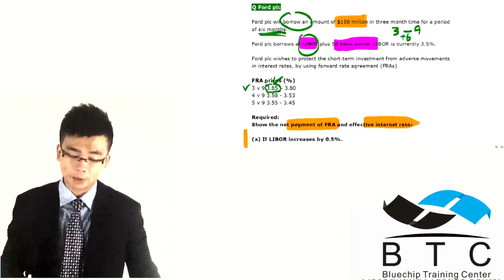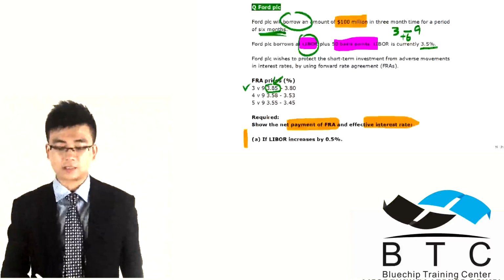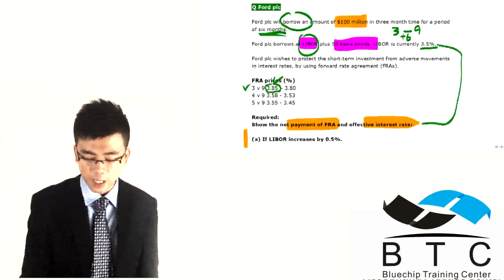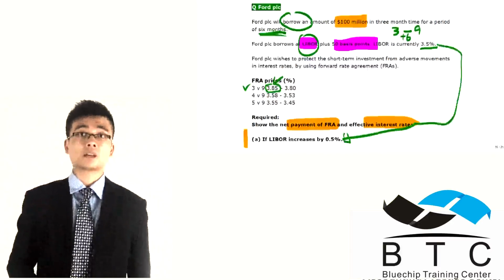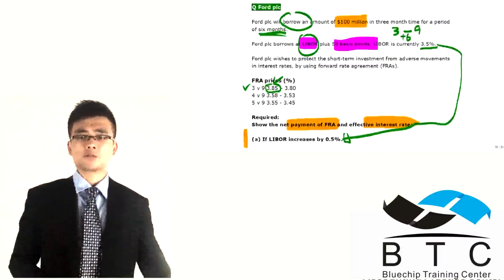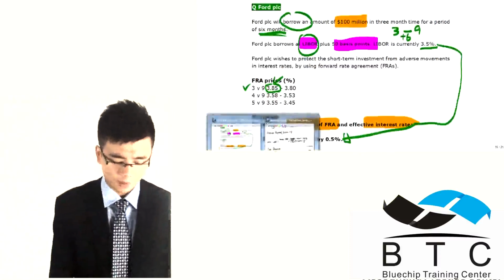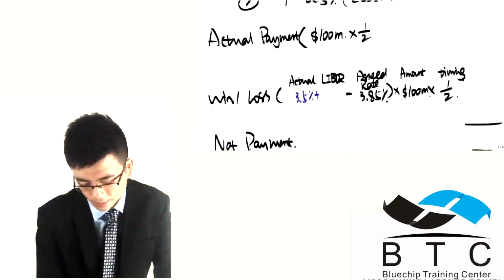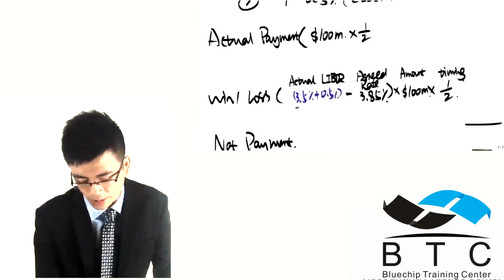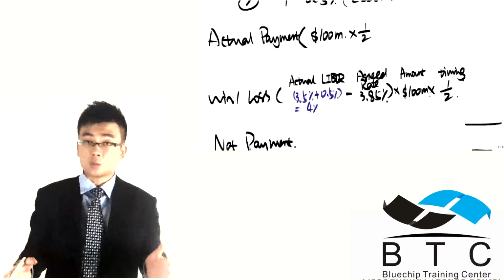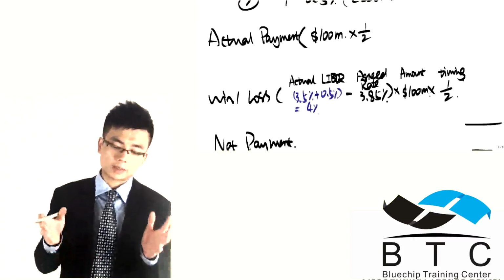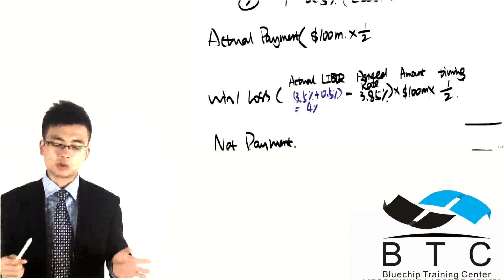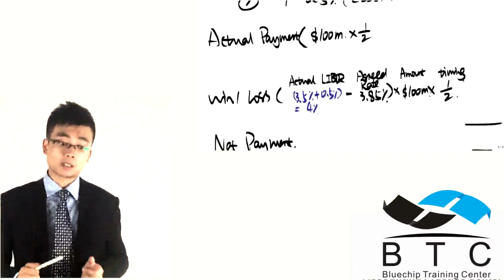And we turn to the question, the LIBOR is at 3.5% over here. So if the LIBOR increases by 0.5% from 3.5, the LIBOR will change from 3.5 to 4%. So from that perspective, the actual LIBOR is at 4%, okay? So whether or not we win or lose, of course, 4% minus the 3.85, multiplied by 100, multiplied by 1 over 2, of course we win because it's a positive figure.